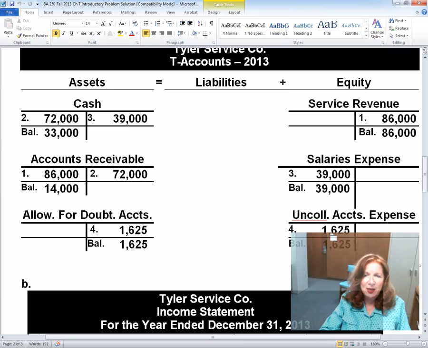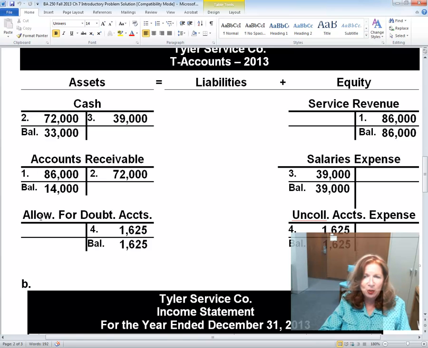So we have cash. It had a debit of $7,200, a credit of $39,000, and a balance of $33,000. Accounts receivable had a debit of $86,000 and a credit of $72,000, giving us a balance of $14,000. The allowance for doubtful accounts had a 0 balance. We credited it for $16,500, so now it has a credit balance of $16,500.